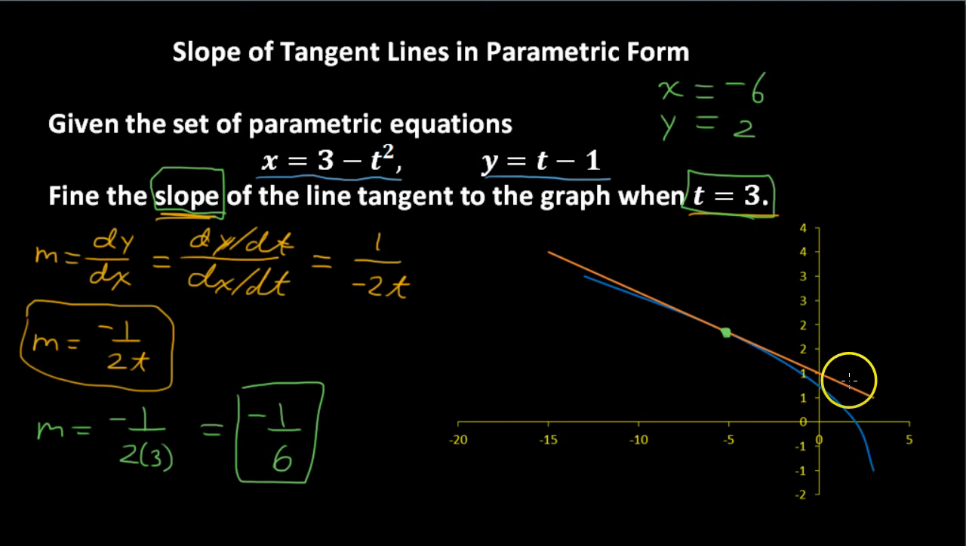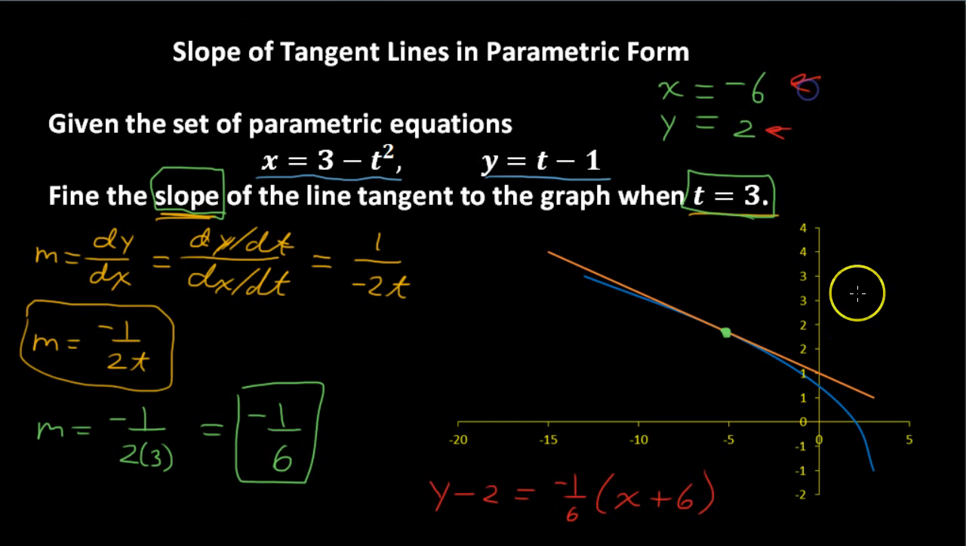And so if you wanted to make an equation, you could certainly say: y minus 2, we have our y coordinate, equals negative 1/6 times x plus 6, we have our x coordinate there. So that's an equation of this tangent line if you'd like that as well. But in this case, we were just asked for the slope. But I wanted to talk a little bit more about what else is going on in this graph.